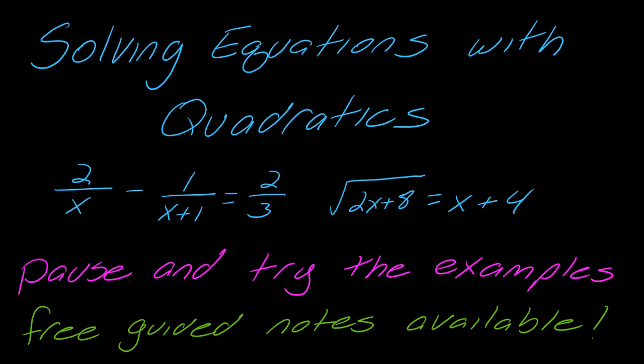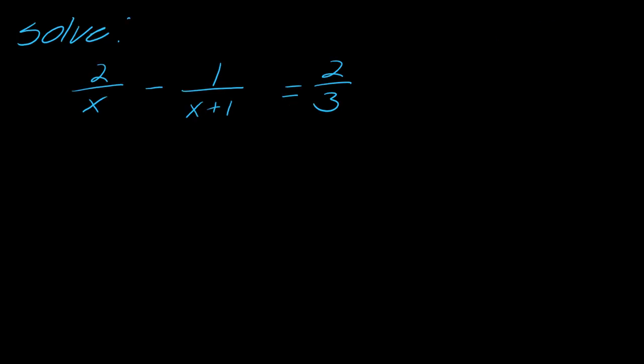As a reminder, pause and try the examples when you are prompted, and there are always free guided notes available. So let's take a look at this first problem here. 2 over x minus 1 over x plus 1 equals 2 over 3. Because we have all fractions here, we're going to want to find the LCD of them so that we can cancel out all the fractions. In this case, my LCD is going to be 3x times x plus 1.